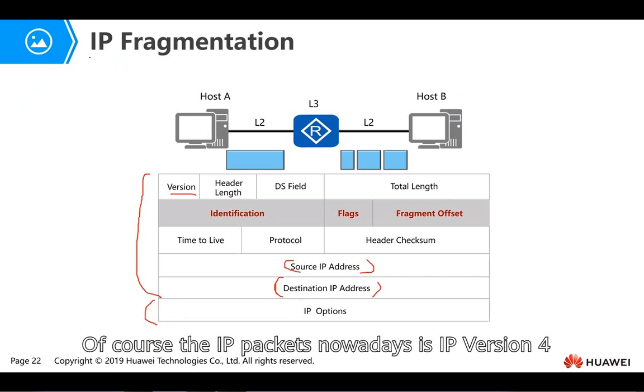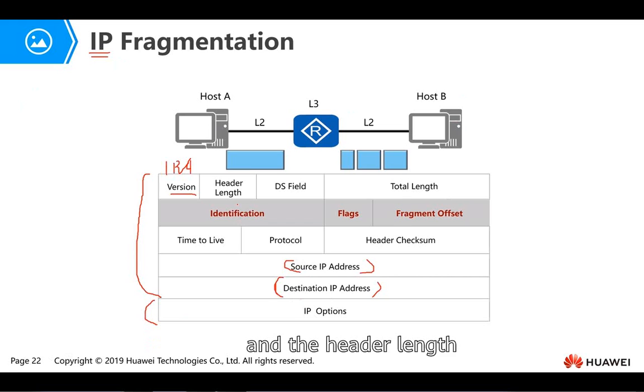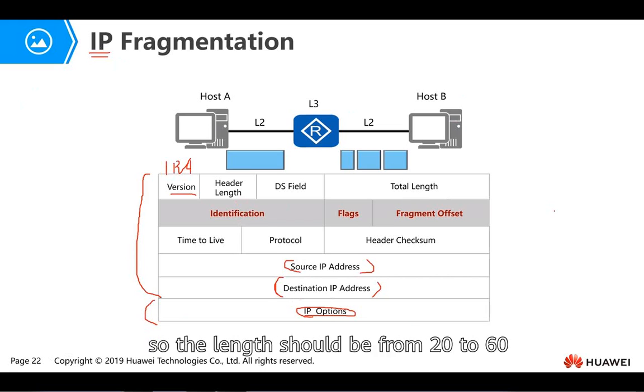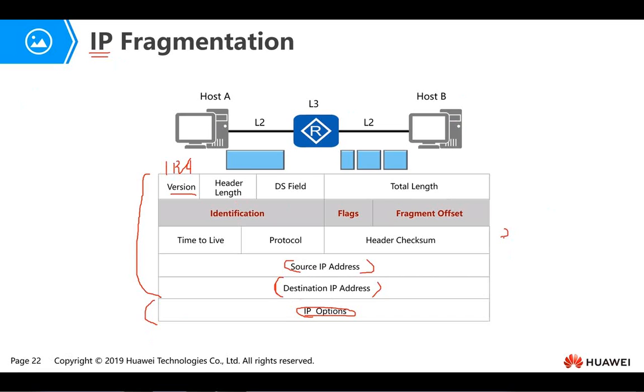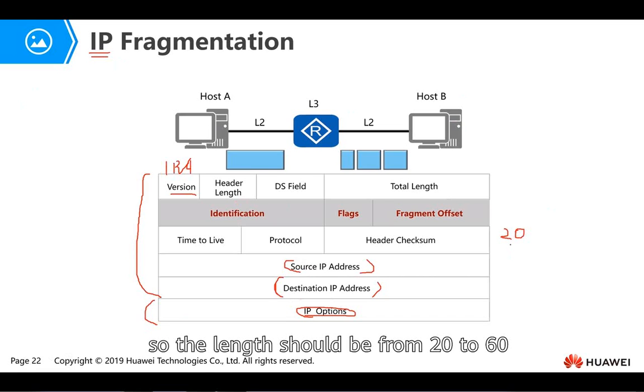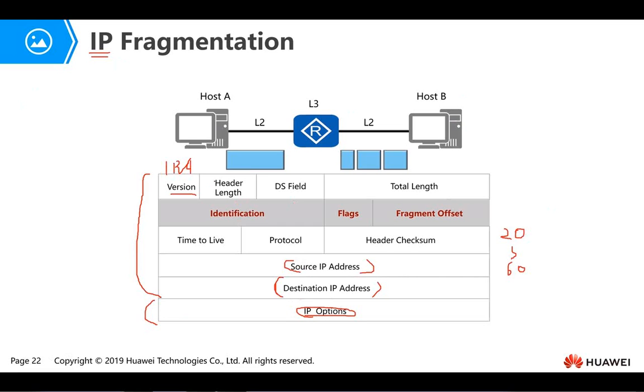First, the version. Nowadays the IP packet is IP version 4. And the header length, that's because there are the options, so the length should be 20 to 60. You need to figure out the length of the header. Of course, usually it's 20.